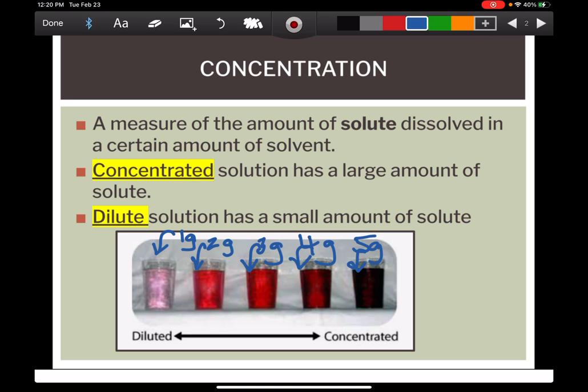So if you've ever made lemonade with the powder, and you've added a little and stirred it and tasted it and said, oh, it's too sour, or I need more, it's too weak, you have made a dilute solution. Whereas the more you add, the more you stir, eventually it will get very strong or concentrated, and maybe even too strong for you to drink, sweet or sour, and you need to add more water to balance it out. I think you know what I'm talking about here.